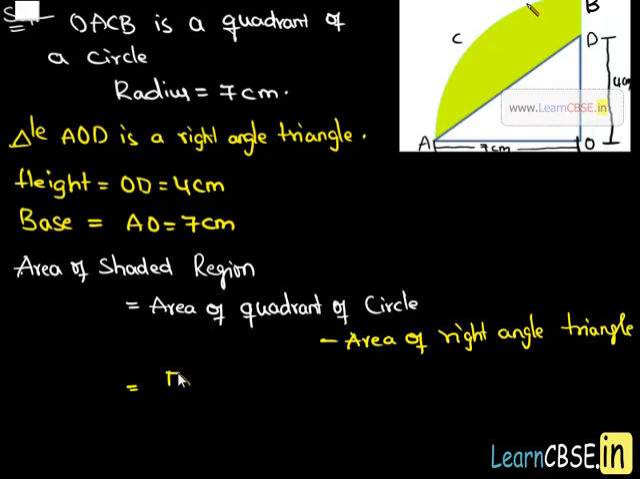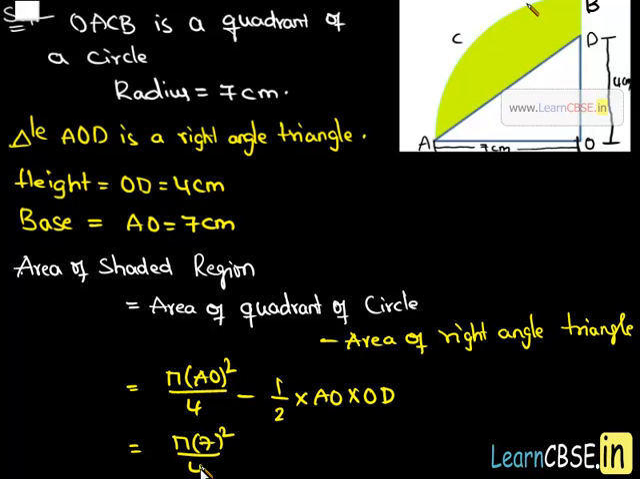which is equal to, we have area of quadrant of a circle pi radius square, that is AO square divided by 4, since it is 1/4 part of a circle, and we have area of triangle half of base times height. We have base AO and height OD. By substituting the values, we have pi times 7 whole square divided by 4 minus half of base 7 centimeters and height 4 centimeters. Let's simplify this.